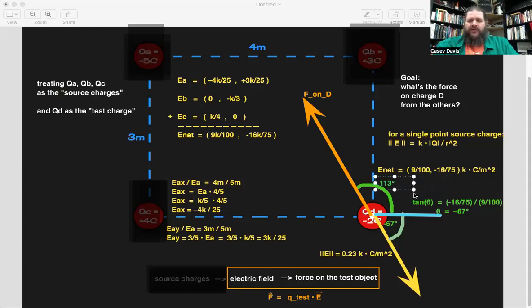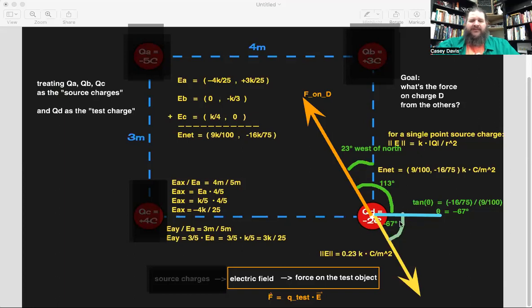So that means the force acting on charge D is at an angle of 113 degrees counterclockwise from the positive x-axis. Or you could deduct 90 and say it's 23 degrees west of north. So we could describe this angle as 23 degrees west of north. That's probably the most convenient way to describe that. So the force acting on charge D is at a direction of 23 degrees west of north, or 113 degrees from the positive x-axis.